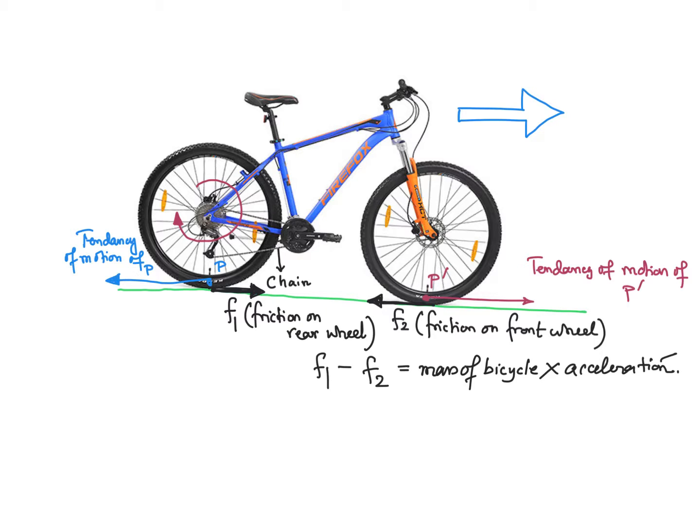The same thing happens in the case of cars. Now the majority of cars, the small cars, are front wheel drives. So the engine makes the front wheel rotate. As the front wheel rotates, the point P on the front wheel tries to move towards the left. So these are the directions. The direction of friction on the front wheel is towards the front, and the friction on the rear wheel is in the backward direction.